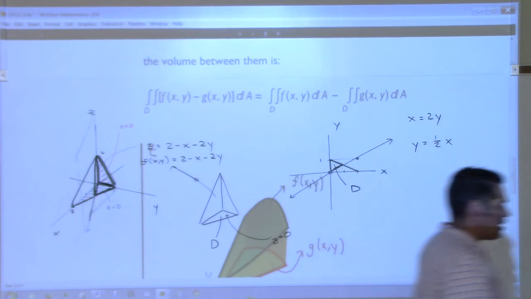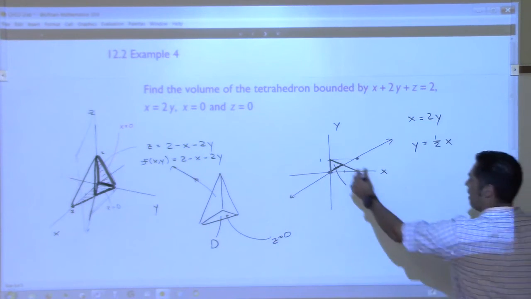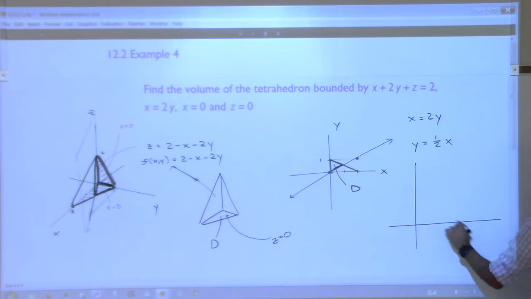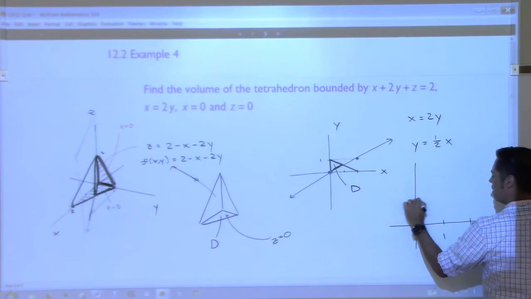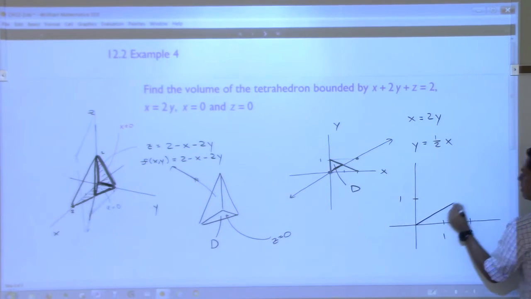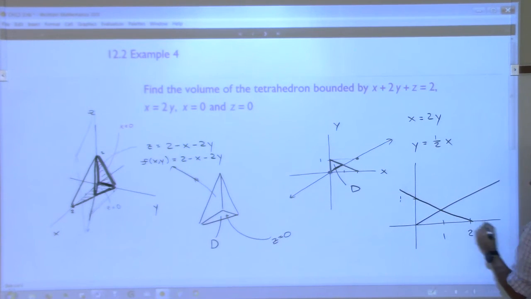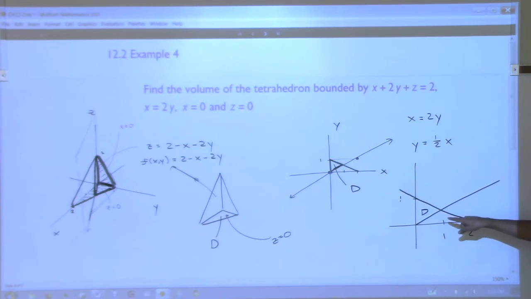But we still need to get our heads around what this domain is. So let's talk about this domain. I think I'm going to blow it up, make it a little bit bigger. We have 2 here, 1 here. This is 1. And we have a line coming across like this, and then another one that goes like this. And we are interested in that piece right there. So what type region is this? Is this a type 1 region or a type 2 region?